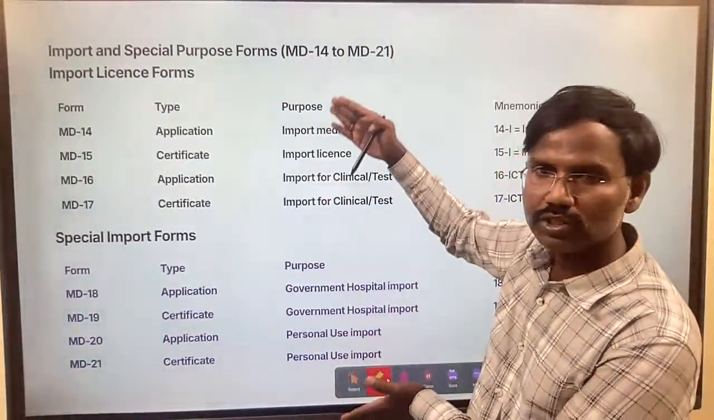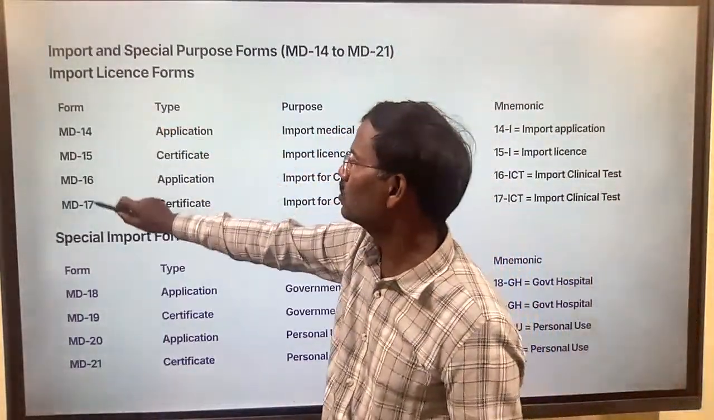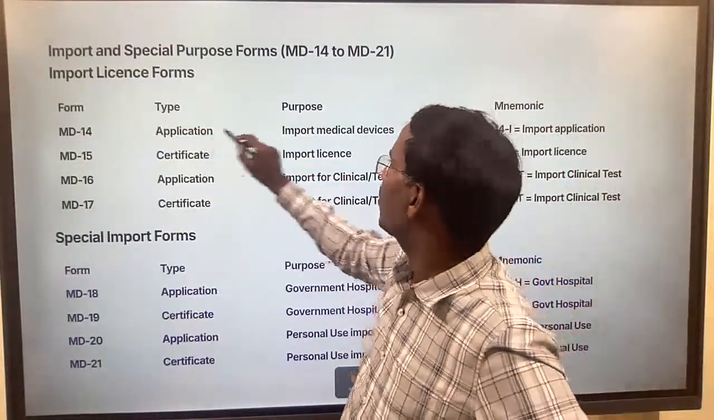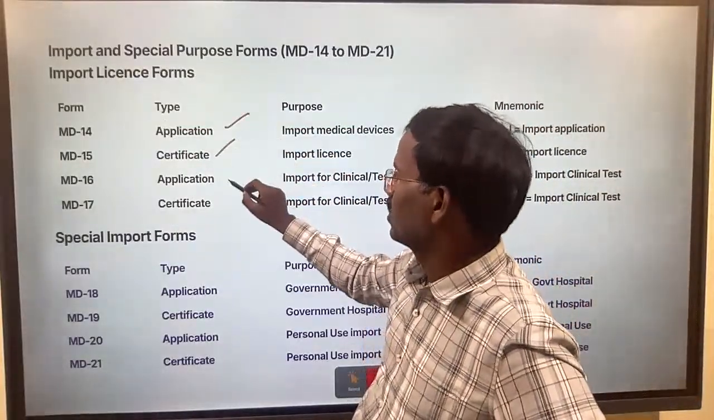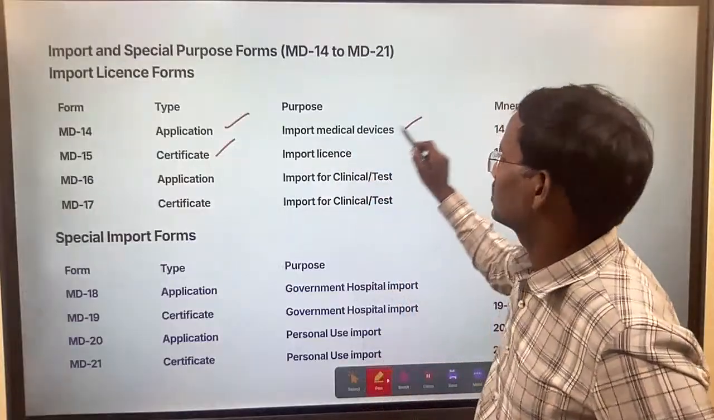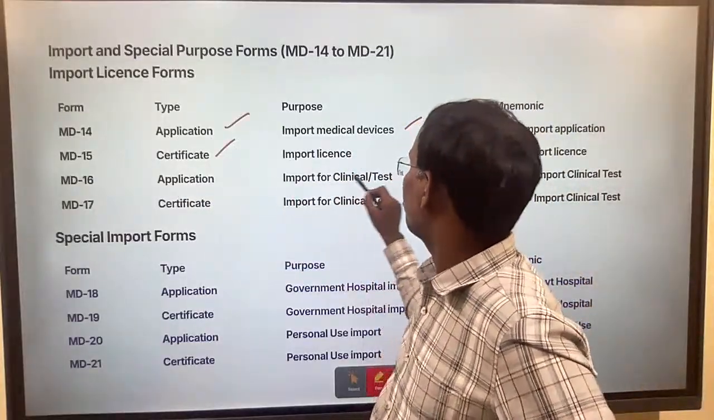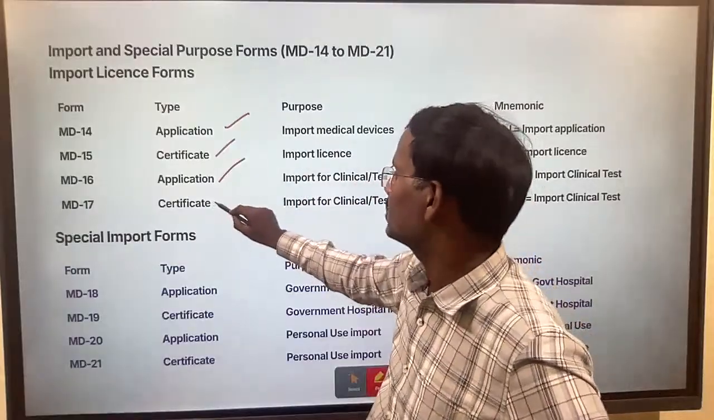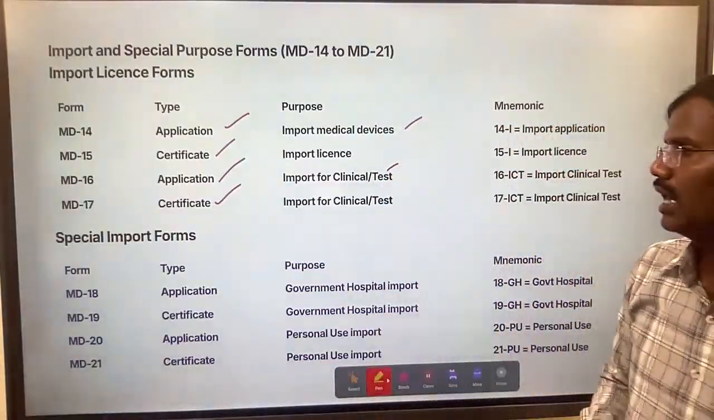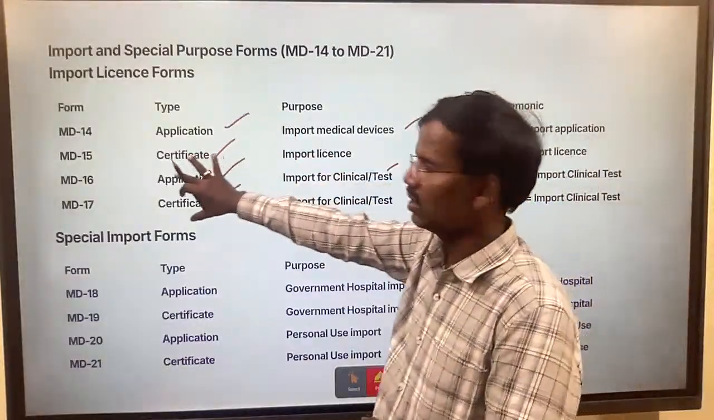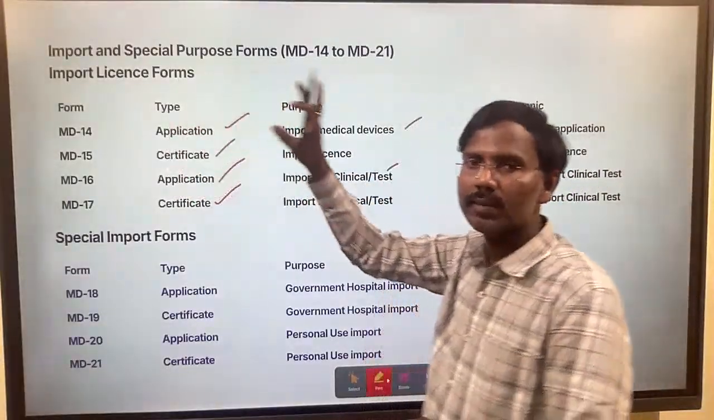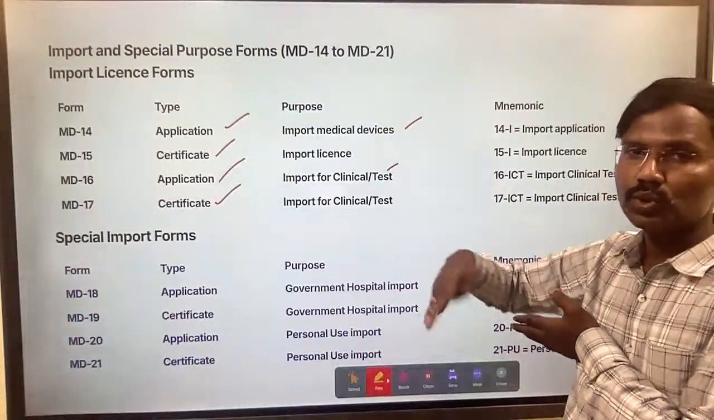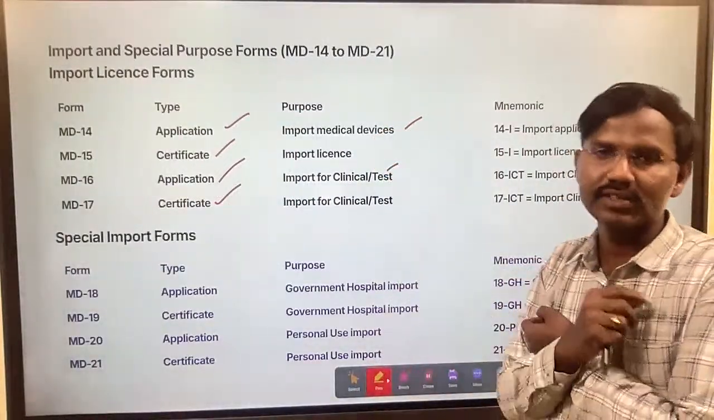Under that there are again two separate categories. 14 to 17 talk only about import of medical devices. 14 is the application and 15 is the certificate for import of medical devices. 16 is the application to import for a clinical test, and 17 is the certificate, grant of license. So one is for import and the other two are for clinical investigation.